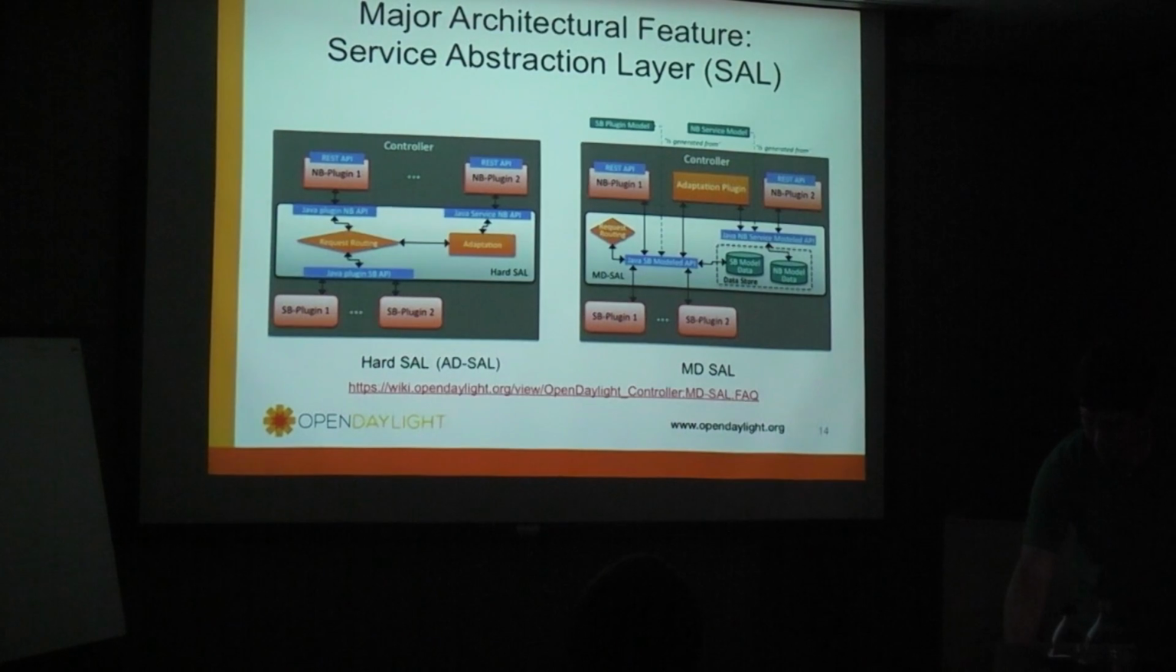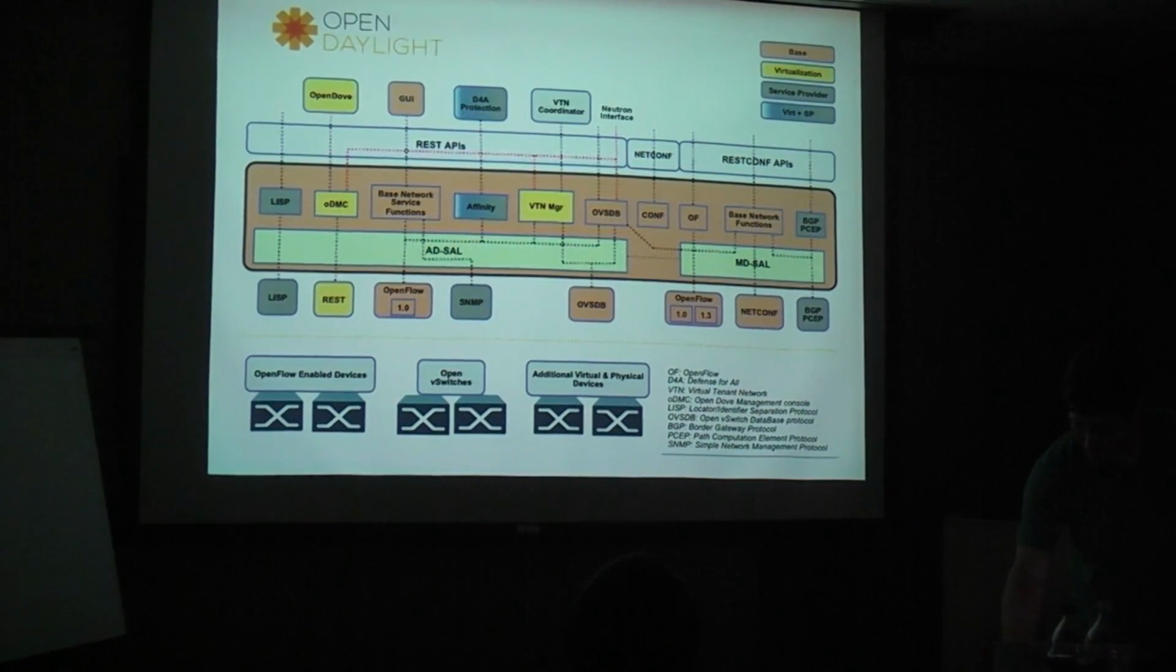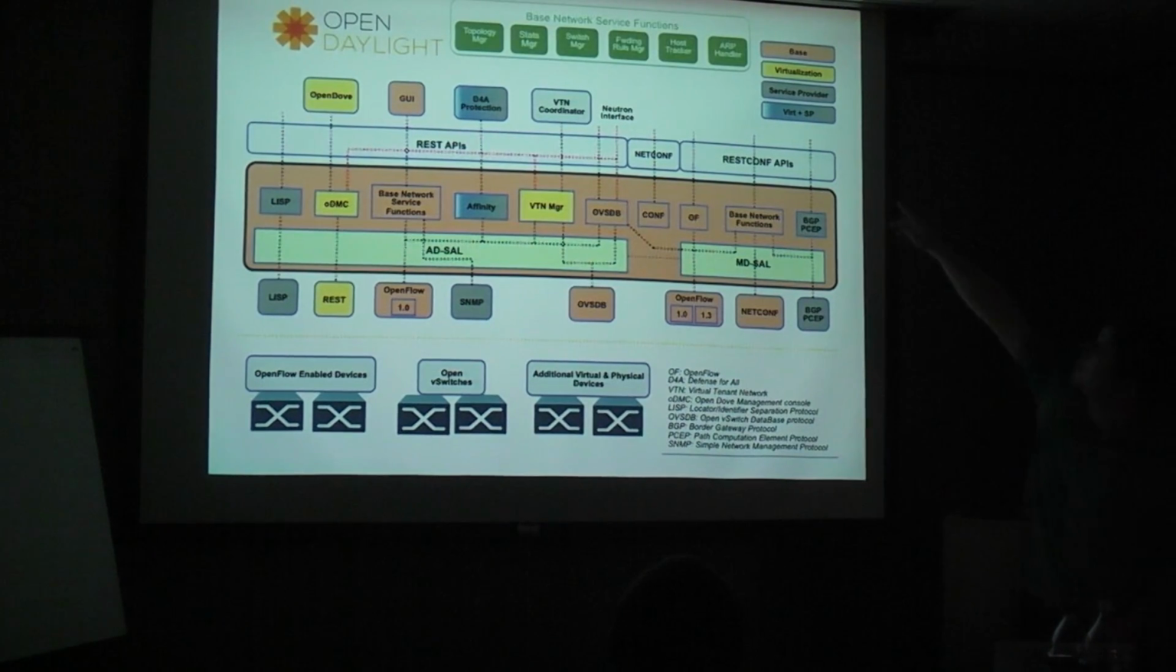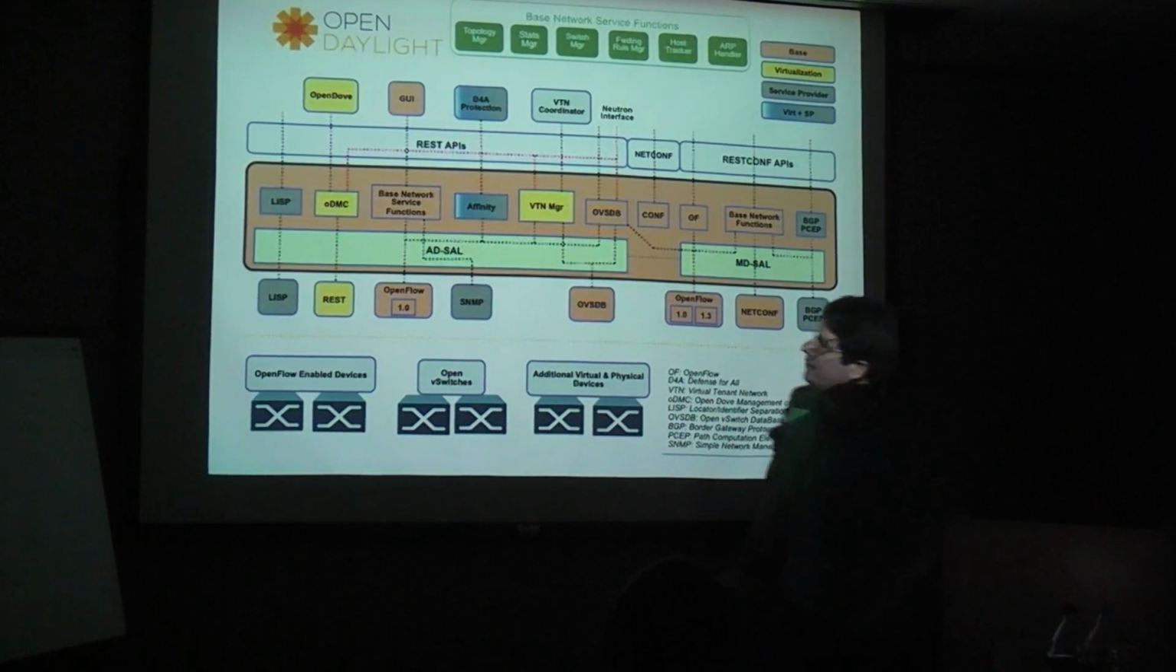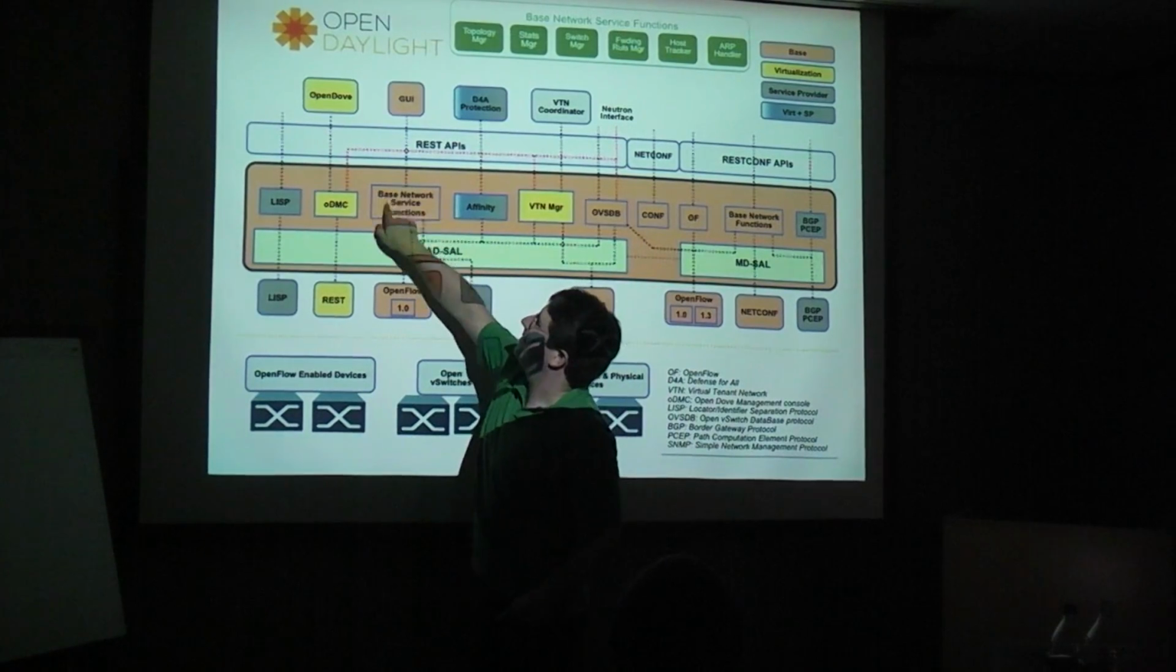And I'm going to skip over this because it's probably more than you want to see. This is a wire diagram which goes into a little bit more detail as to how things are set up and what you can use. I just put it up here because you can see a bunch of the components that are there. One thing which I wanted to pull out is the base network service functions, which are this thing here.